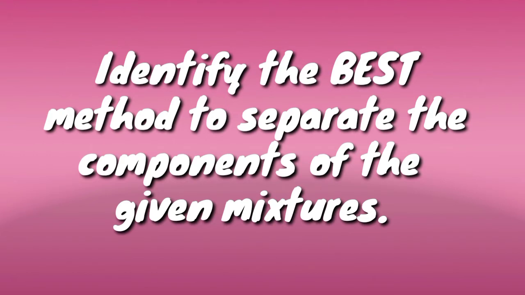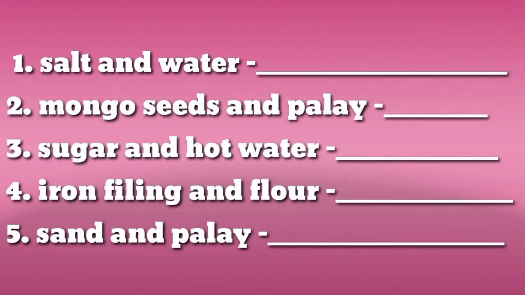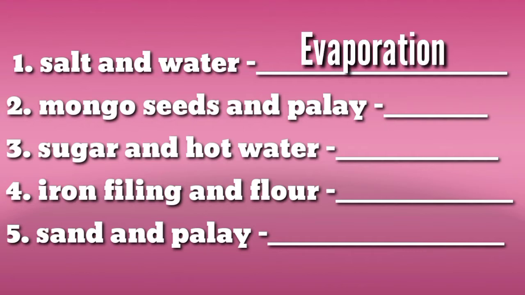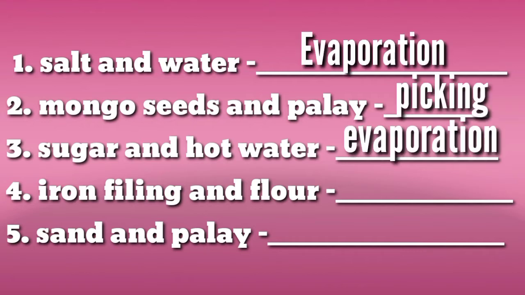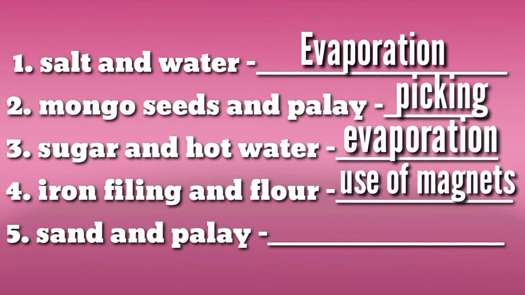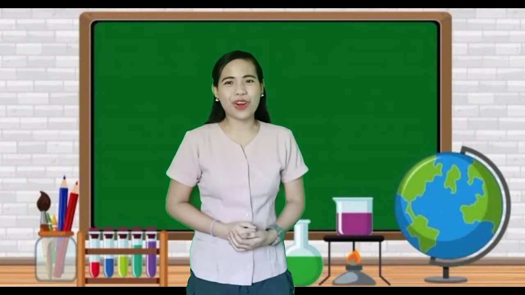Identify the best method to separate the components of the given mixture. Number 1, salt and water. 2, mango seeds and palay. 3, sugar and hot water. 4, iron filing and flour. And 5, sand and palay. The answers are 1, evaporation; 2, picking; 3, evaporation; 4, use of magnet; and 5, sieving. What was your score?